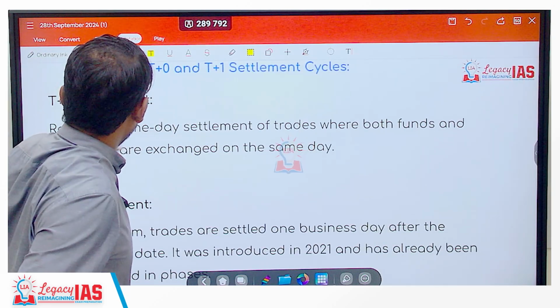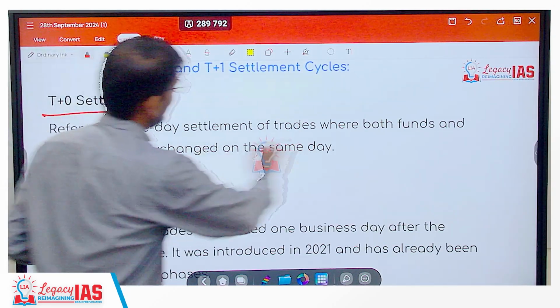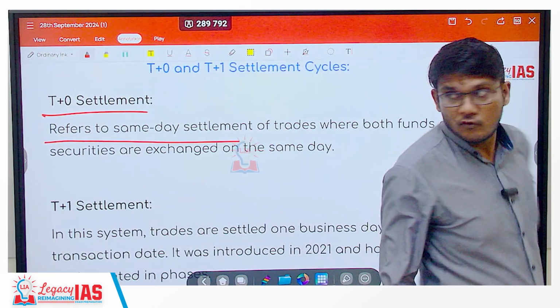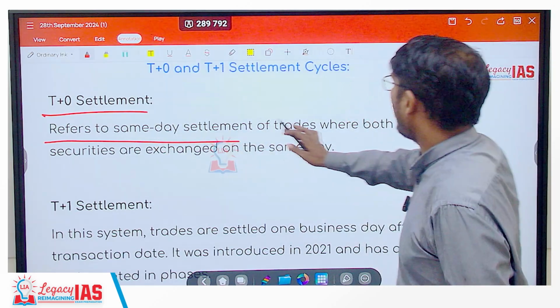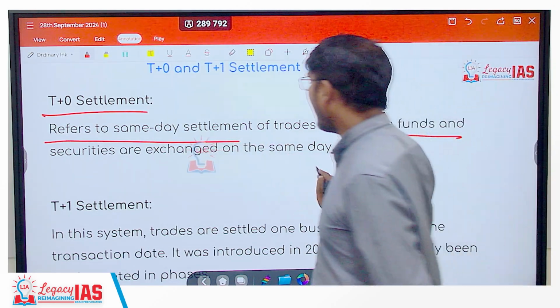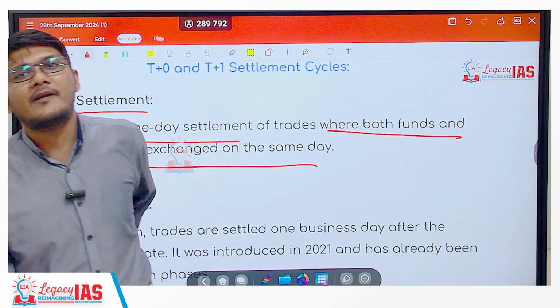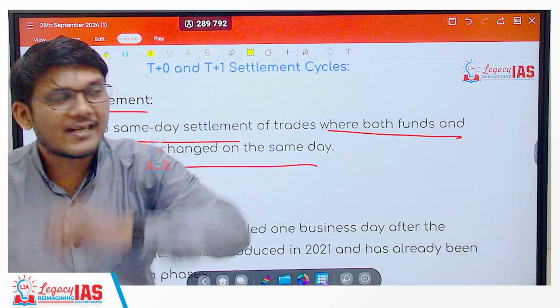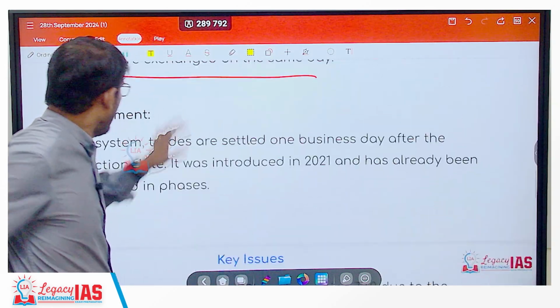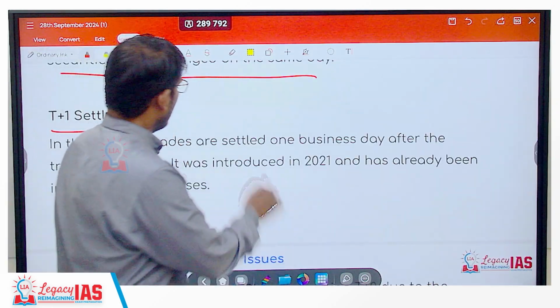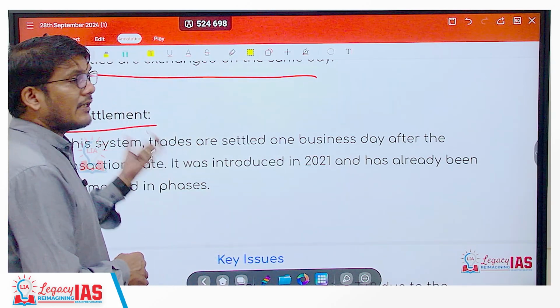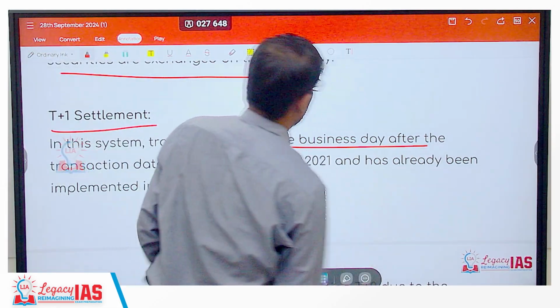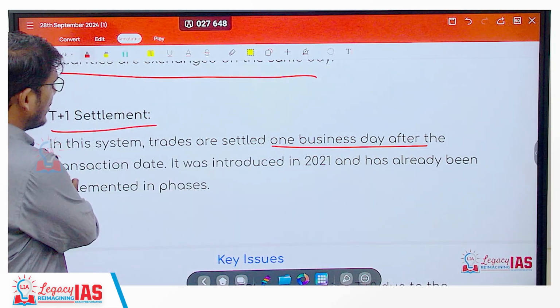Right, so this is exactly what it says. T+0 refers to the same day settlement of trades, where both funds and securities are exchanged on the same date, or else you would have got your money later. But it's on the same date. T+1, what will happen? The settlement date will be trade date plus 1 business day. So 1 business day after the transaction date.